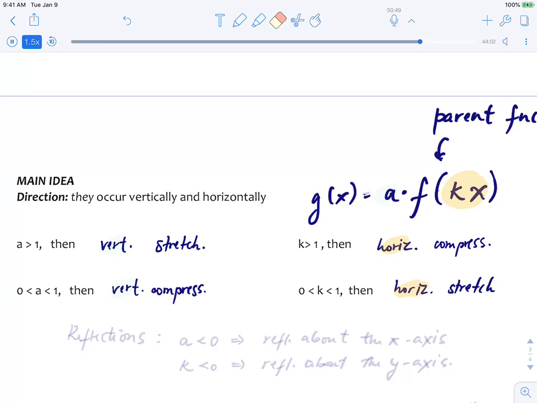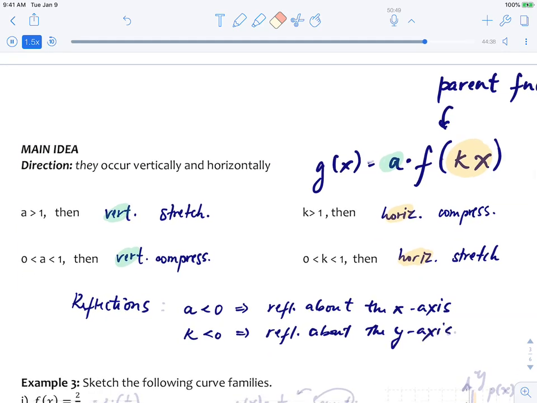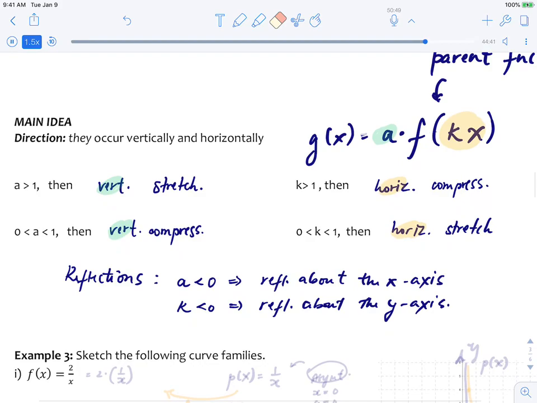And we'll make a note at the bottom also about vertical, that's the A. In terms of reflections, okay, if A is negative, then you're reflecting about the x-axis. And if the K is negative, then you're reflecting about the y-axis. Okay.